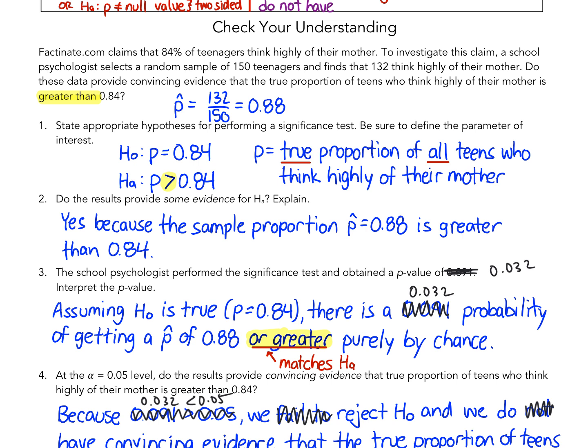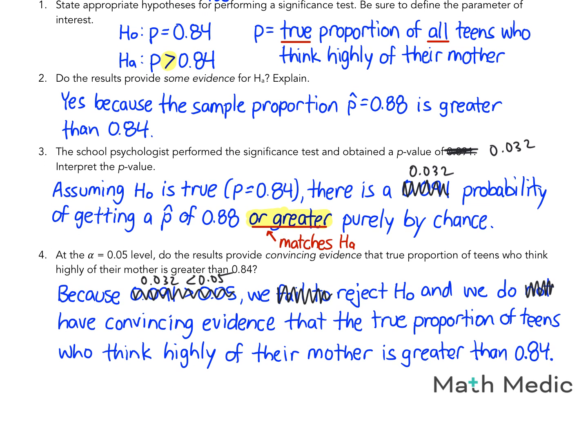So then interpreting the p-value: assuming our null is true, there is a 0.032 probability of getting a p-hat of 0.88 or greater, just by chance. And then here is our conclusion. Our p-value is less than alpha, which means we reject the null, and we do have evidence for the alternative. That needs to be put in words, though. So we do have evidence that p is greater than 0.84, but what is p? p is the true proportion of teens who think highly of their mother.